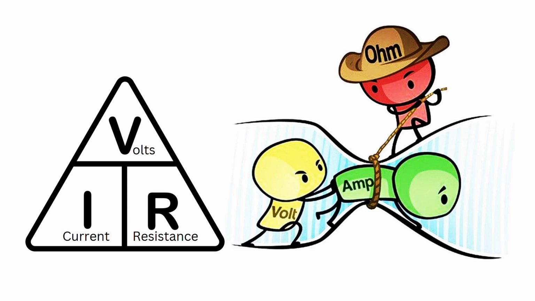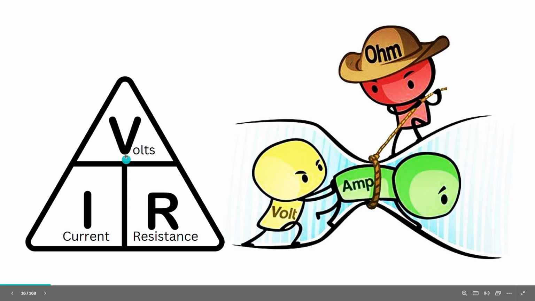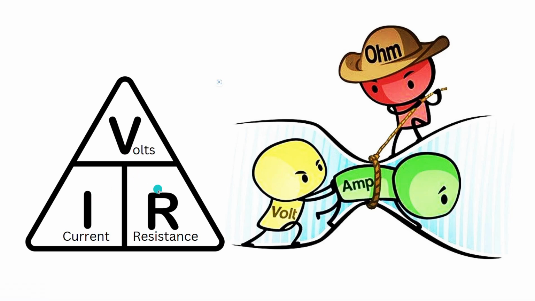And so if you look at Ohm's law, volts is over current and resistance. If you divide volts by current, you'll get resistance. If you divide volts by resistance, you'll get current. And if you multiply current and resistance together, you'll get volts.